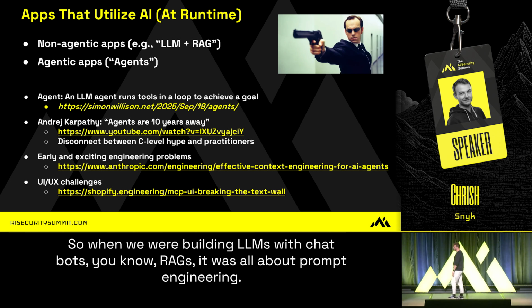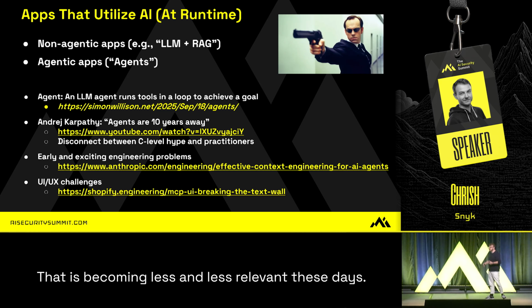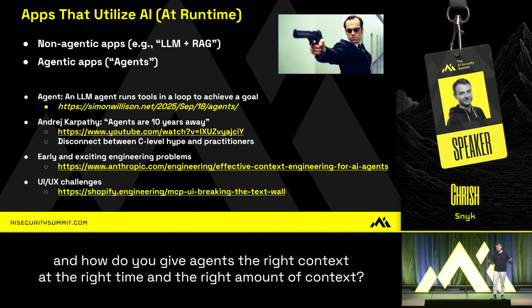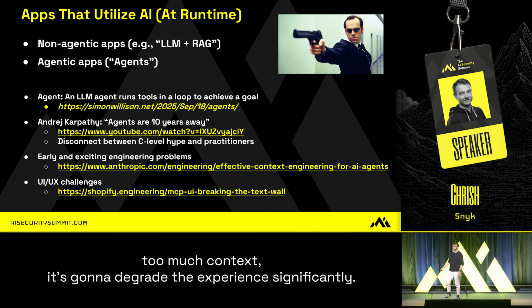When we were building LLMs with chatbots and RAGs, it was all about prompt engineering. Right? Prompt engineering became a keyword. That is becoming less and less relevant these days. What's much more important is this idea of context: how do you give agents the right context at the right time and the right amount of context? Because if you give it too much context, it's going to degrade the experience significantly, right?